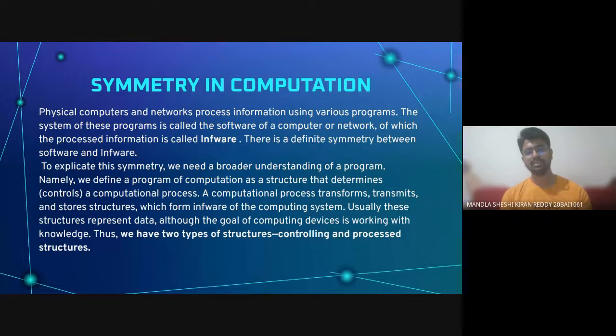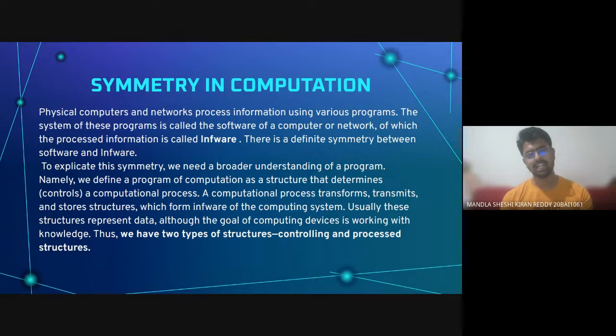So, in the symmetry in computation part, let's see. Physical computers and networks process information using various programs. The physical computers and the network processors are only working on various programs. The system of these programs is called the software of a computer or a network. So, here's the definition of the software.